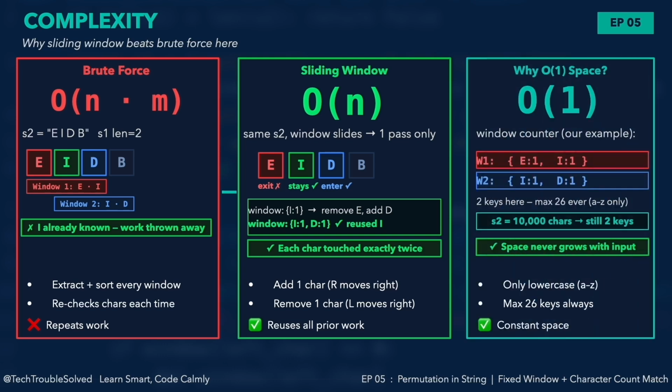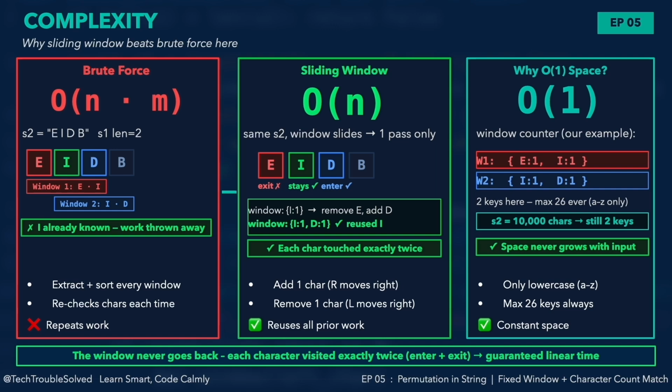Space. Look at the counter. Window 1, 2 keys, E and I. Window 2, 2 keys, I and D. It never grows. S2 could be 10,000 characters long. The counter still has 2 keys because the window size is fixed. And since the problem guarantees only lowercase letters, that's 26 maximum. Ever. Constant space. O of 1. The window never goes back. Enter once, exit once. That's the whole argument.